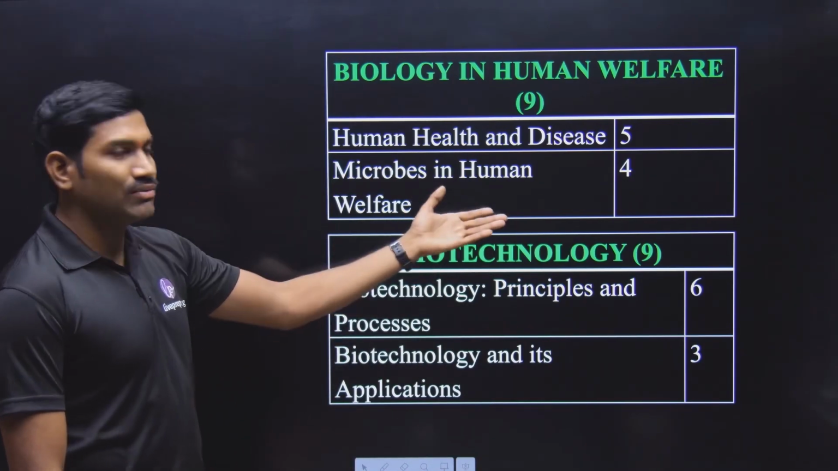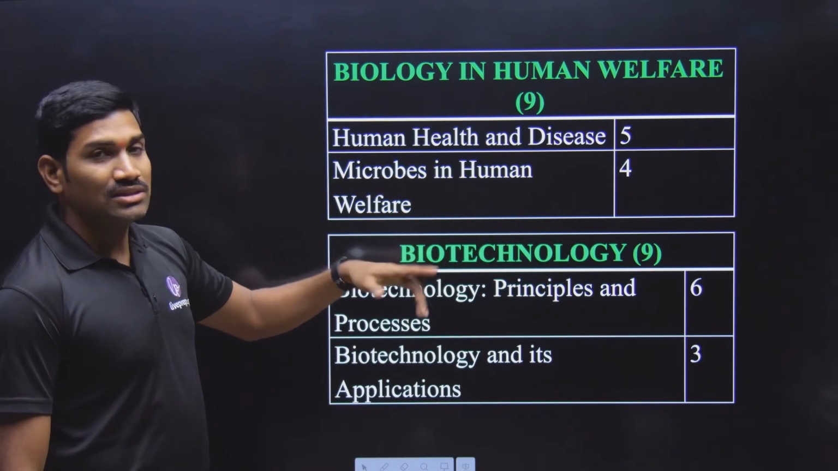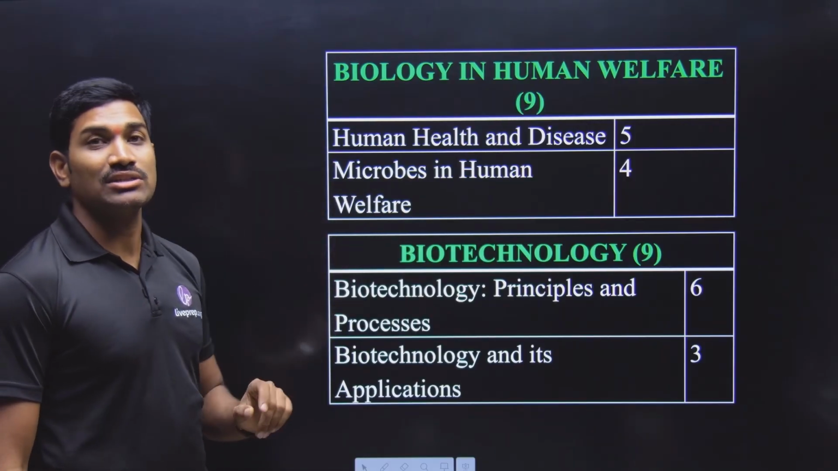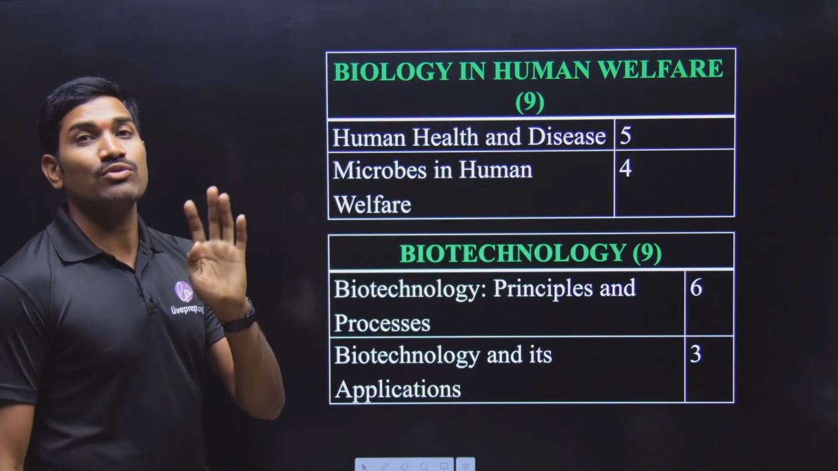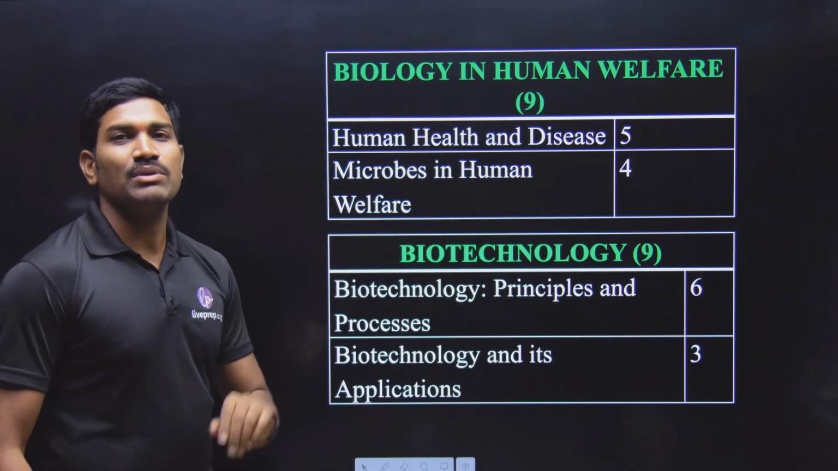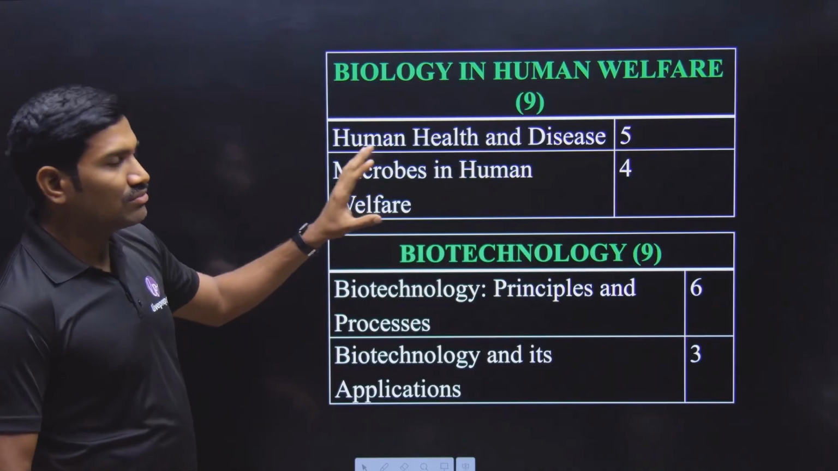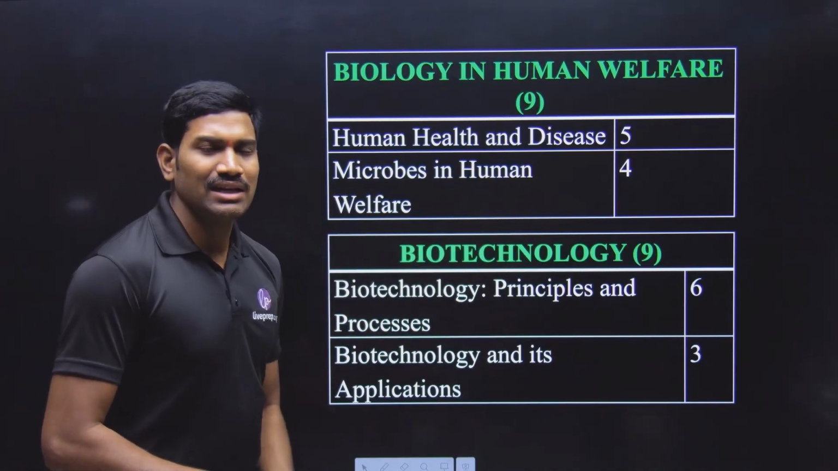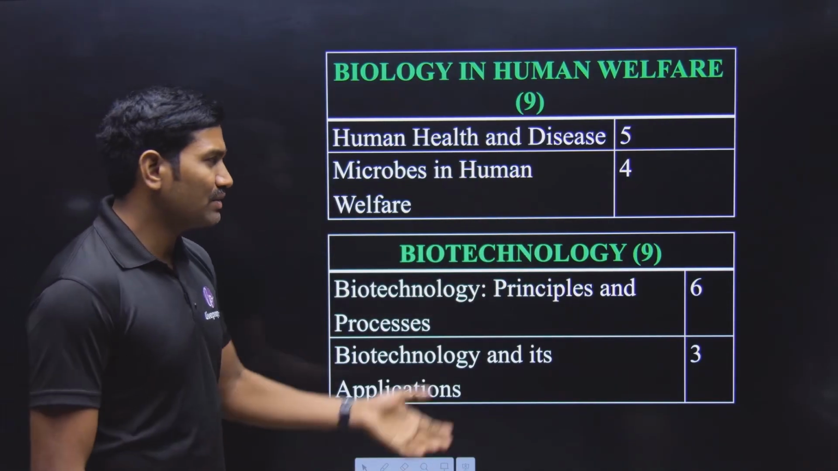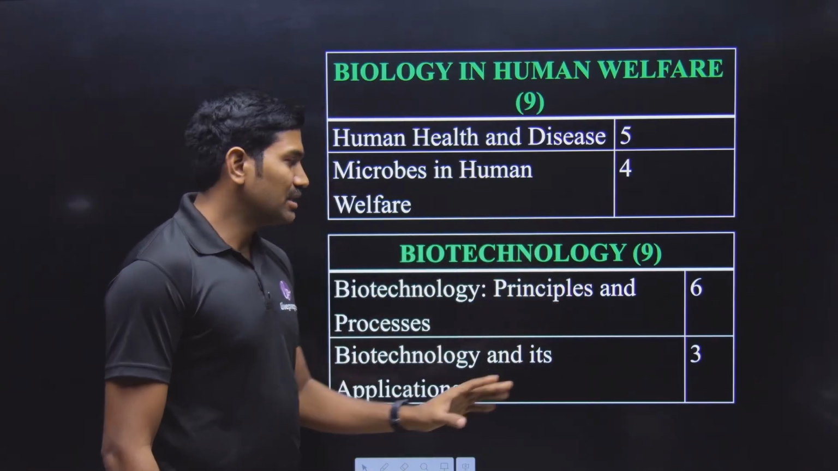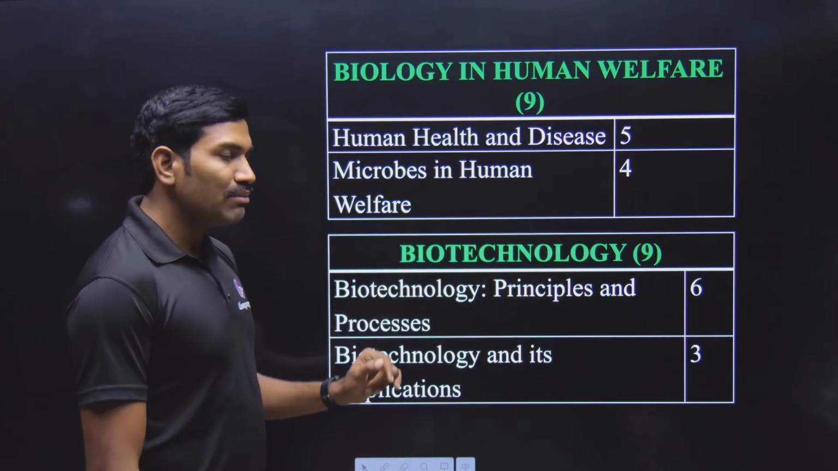So this is what we need to learn from this. Like this, previously also in one NEET examination, they asked 4 questions from microbes in human welfare. Very simple, direct NCERT examples. You don't need to study anything outside NCERT. So please observe each and every point carefully. Next one, biotechnology.